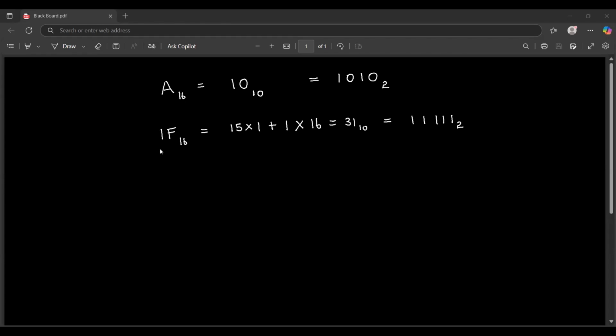Let's say we have 2B base 16. Well, that will be equals to B is equals to 11. So 11 into 1 plus 2 into 16. So 32 plus 11, 43 to the base 10. And that will be equals to 101011 to the base 2.